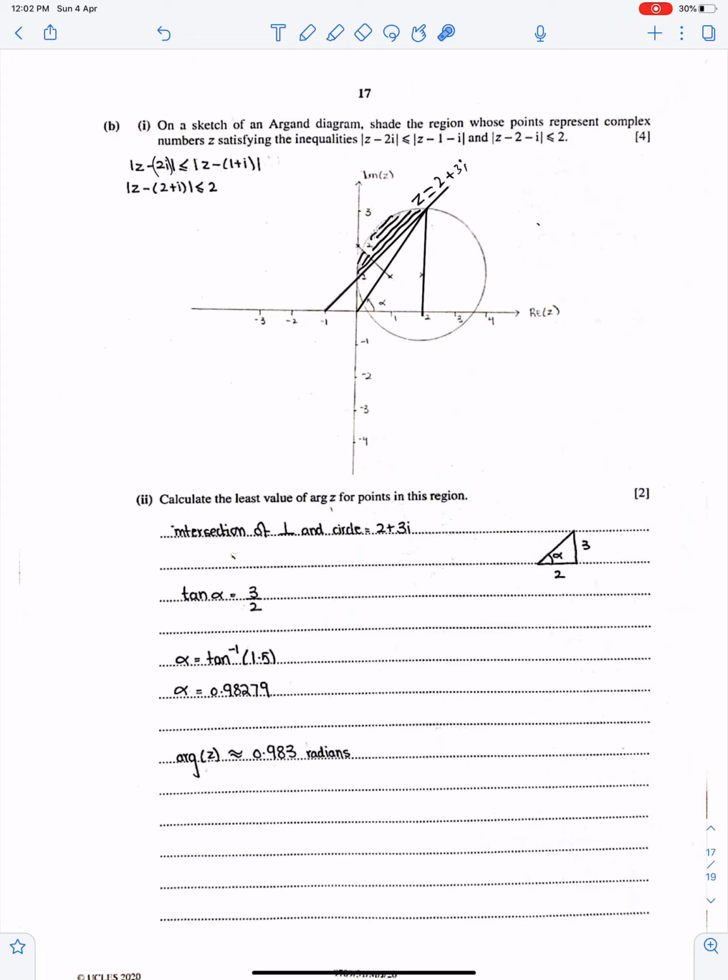And the least value of the argument of z for the points in this region. For the least value of the argument of z, z must be here. If z is here, then its argument must be least. So for that you need to use this triangle. This is 2 and this is 3. So get this angle alpha. And that's the right final answer, up to 3 significant figures. You need to find this angle.